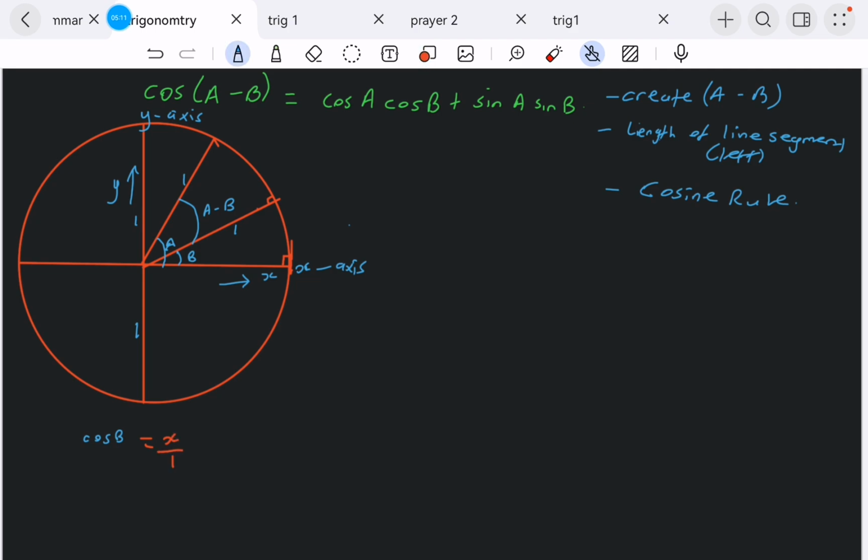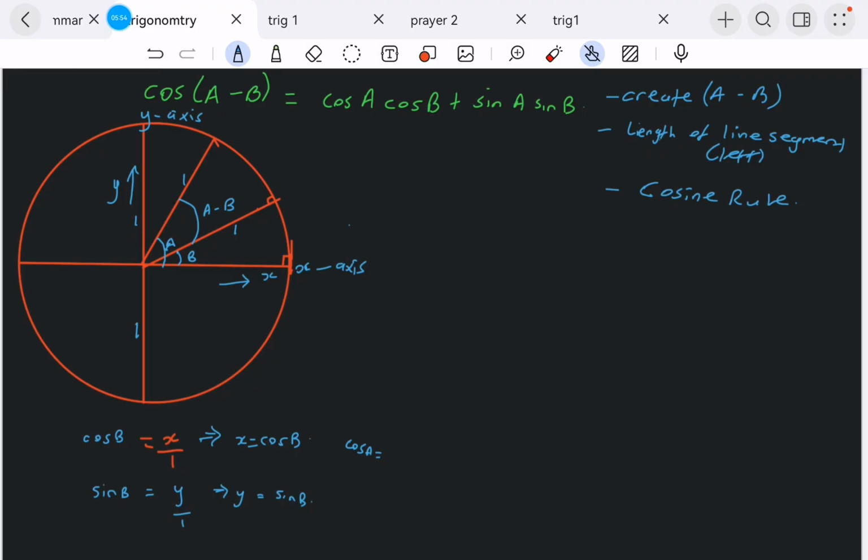So quickly, cos of B is x out of 1, okay? Because B, this, and this, is x out of 1. That means that x is cos B. And what is the sine of B? The sine of B is the opposite, which is the y-axis, out of 1, okay? This is B, the opposite, which is the y-axis, divided by 1, which is the hypotenuse. And so that means that also our y is sine B.